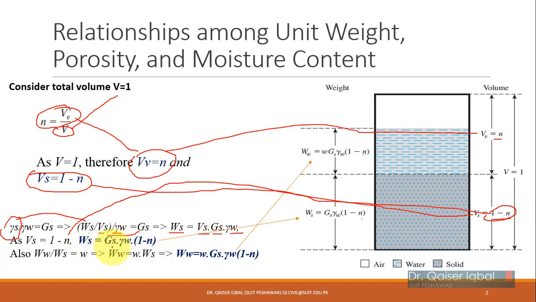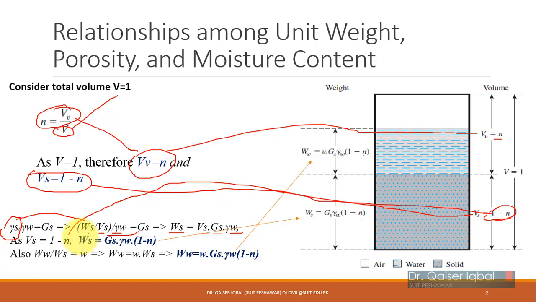So Ws is equal to Gs into gamma W into 1 minus n. So the weight of the soil solids can be determined in terms of void ratio and specific gravity and unit weight of water using this relationship. So unit weight of water is constant, Gs is constant for a given soil. So if you know the void ratio, you can determine the weight of soil solids.